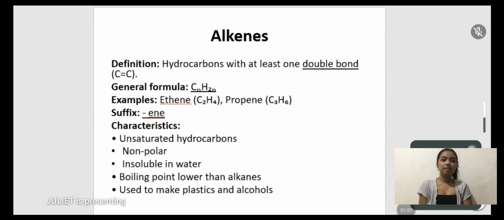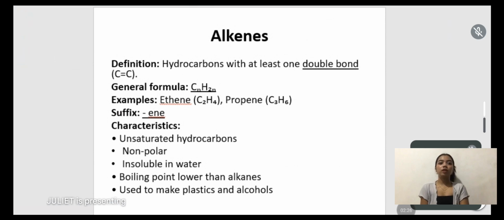Next is alkenes. Alkenes is a hydrocarbon with at least one double bond. So, the general formula of alkene is CnH2n. Examples: ethene, C2H4, and propene, C3H6. And the suffix of alkenes is -ene.